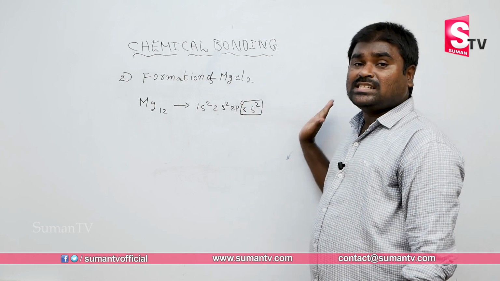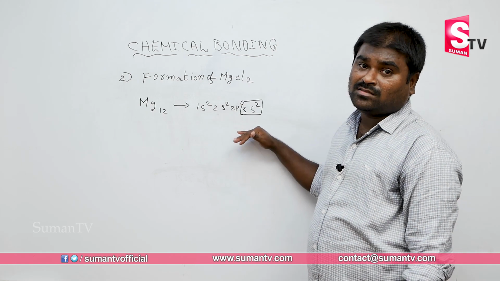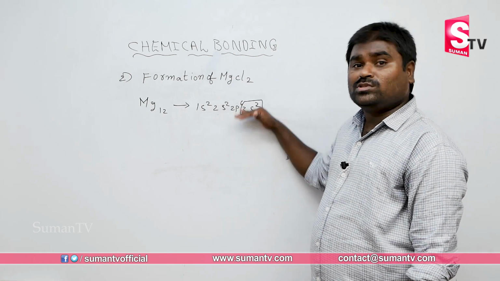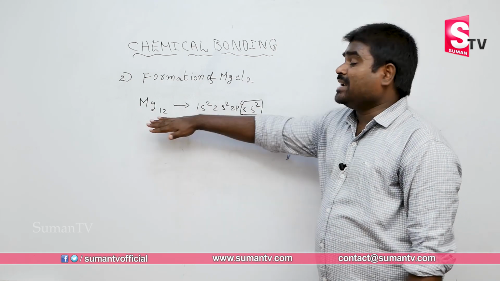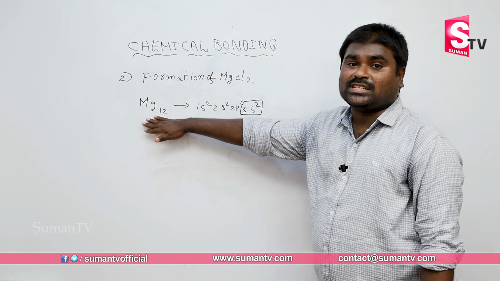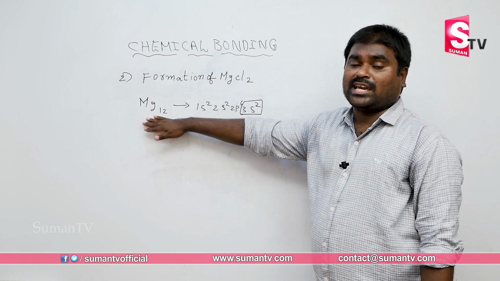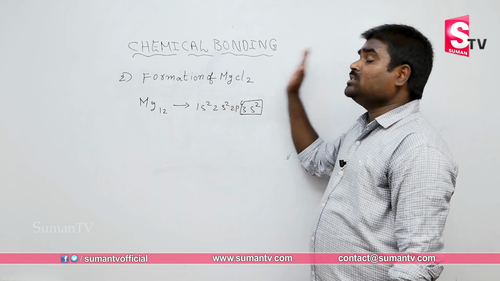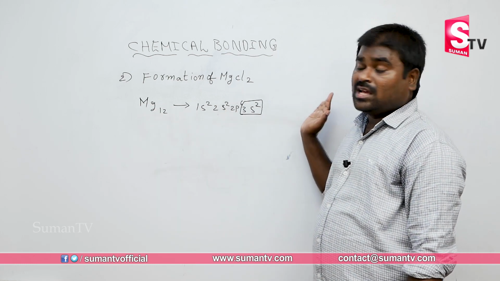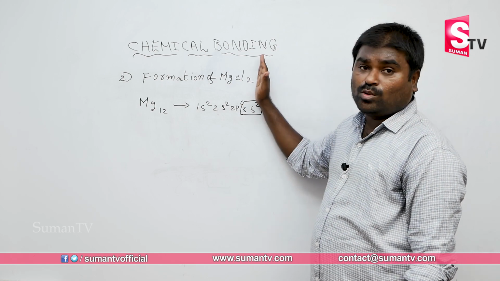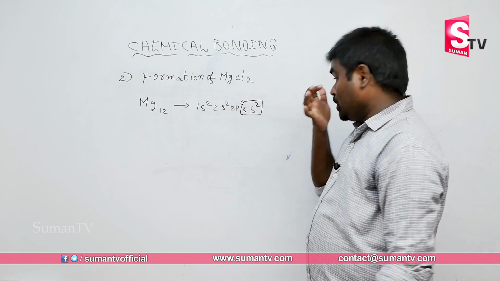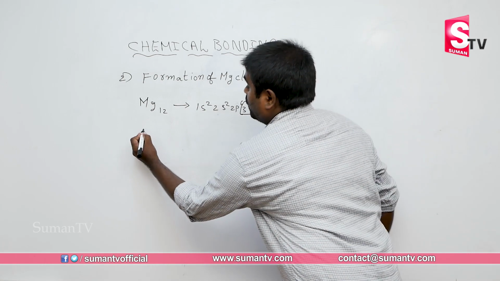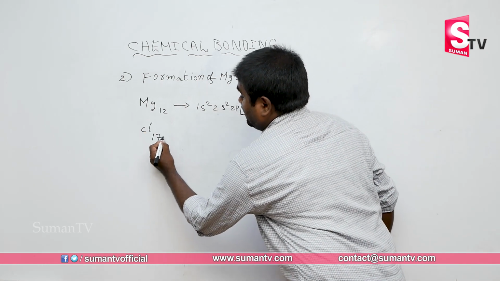That means losing 2 is easy, gaining 6 is not. Imagine, children, losing only 2 is easy. Anyhow, magnesium is a metal, so electropositivity and donating nature will be there. Metals can lose electrons. So 2 electrons are lost from the magnesium side. Then who will take them, children? Chlorine. Two chlorines are there. Chlorine atomic number is 17.